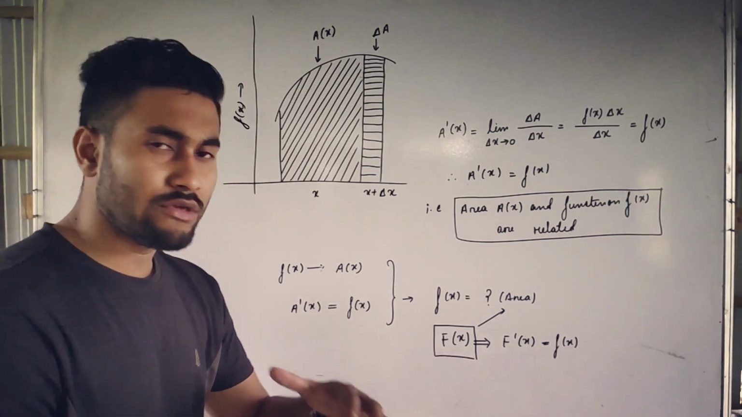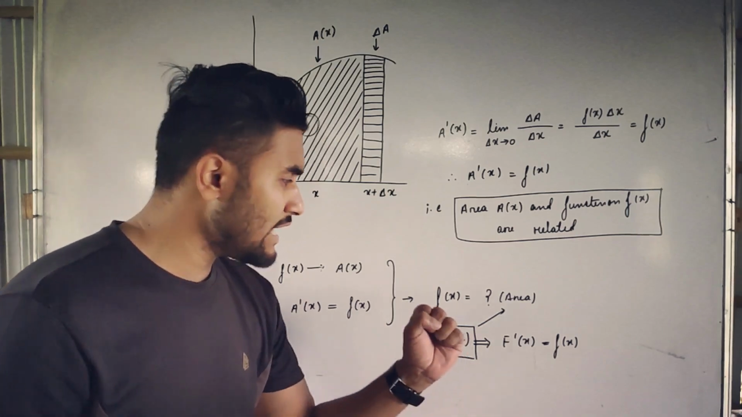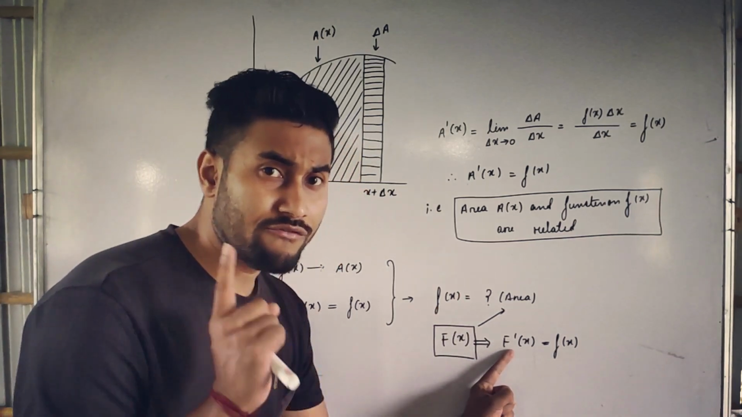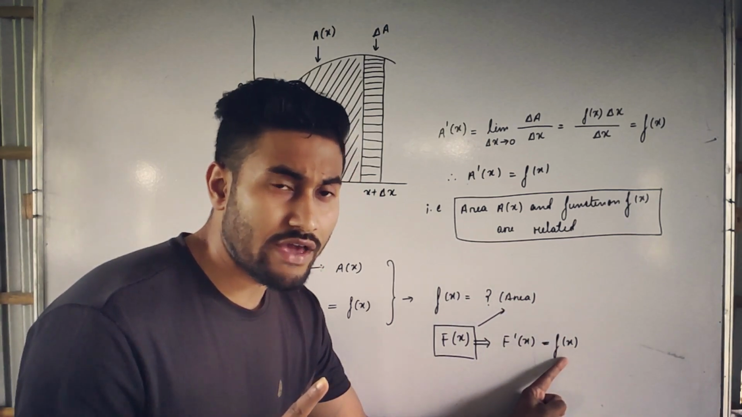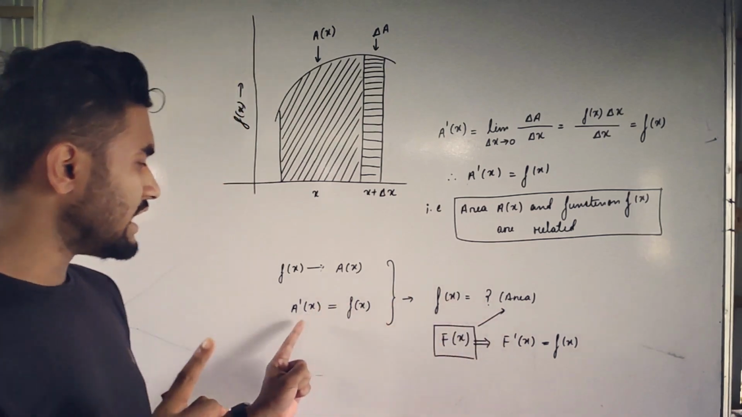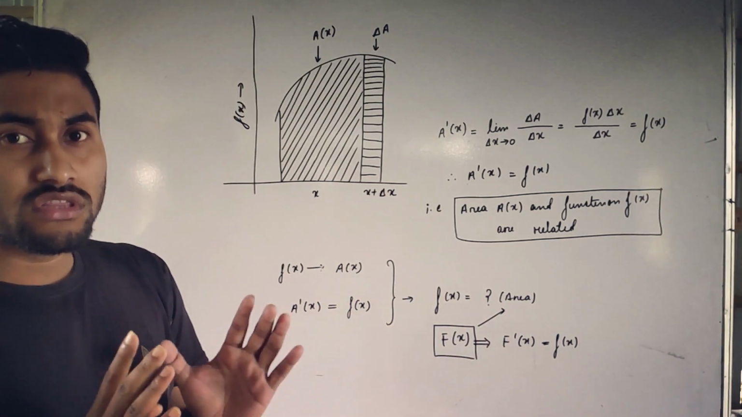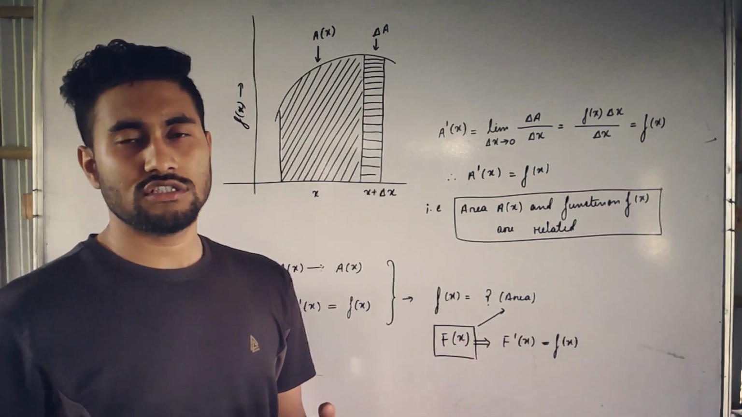So somehow by using any method, we have found this new function, capital F(x). And if we can find the derivative of this capital F(x), and it becomes f(x), so this has to be the what? This has to be the area then, because the derivative of the area is f(x). So this is the shortcut, that derivative and integral are related to each other.